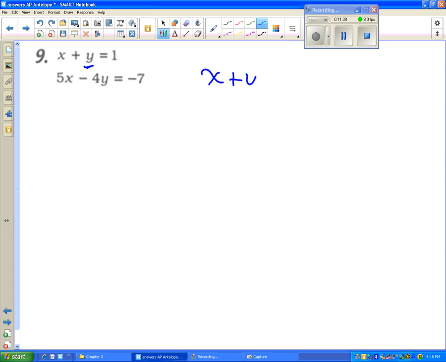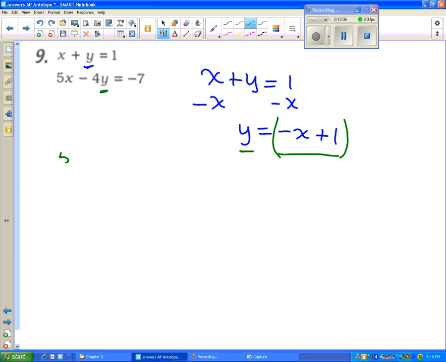X plus y is equal to 1. I'm going to subtract x from both sides. Y is equal to, slope-intercept form, negative x plus 1. Again, this is what y is equal to. Y is equal to negative x plus 1. In the second equation, I'm going to plug in for y what this y is, negative x plus 1. So my equation is 5x minus 4 times negative x plus 1, for my y, is equal to negative 7.